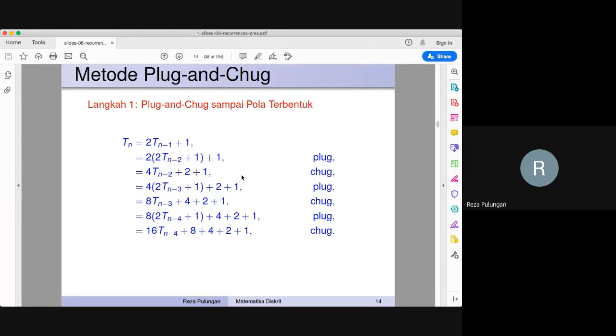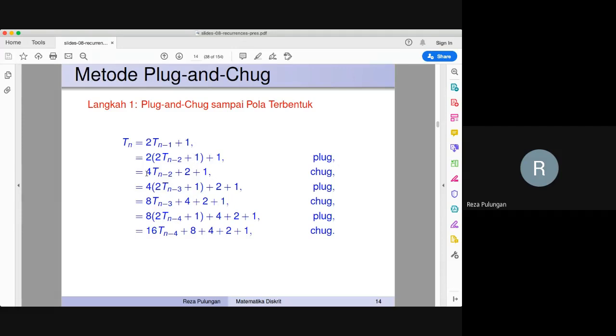And then we perform chugging. What does it mean by chugging? Chugging means simplify. How do we simplify this? Well, look at this. 2 multiplied by 2 is 4 Tn minus 2, plus 2, because this is multiplied by 2, plus 1. So this is basically chugging. Have we seen a pattern? Well, I haven't been able to see the pattern. If I cannot see the pattern yet, I will just perform plug and chug again.